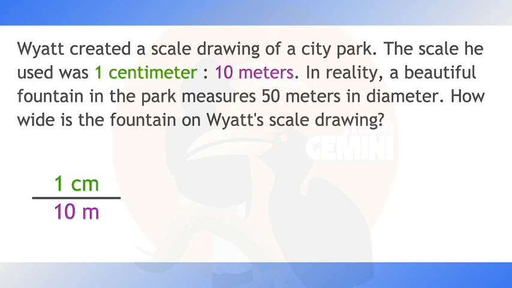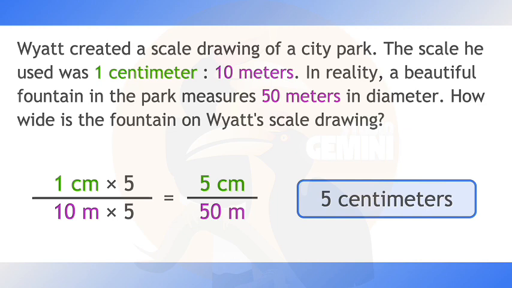What else do we have? We have the actual width of 50 meters. So let's set our scale equal to another ratio with 50 meters on the bottom. But how do we find the drawing width? Let's multiply. In order to go from 10 meters to 50 meters, we need to multiply by 5. And if we want to keep this scale in proportion, we also need to multiply the top. This gives us 5 centimeters over 50 meters. We found it. The width of the scale drawing is 5 centimeters. Nice job. Let's try another one like that.